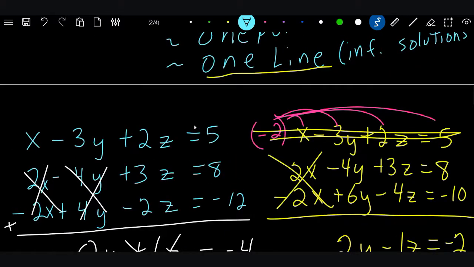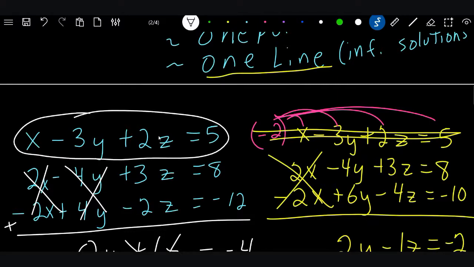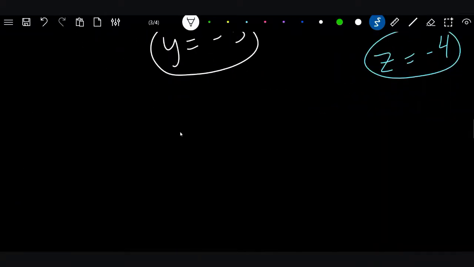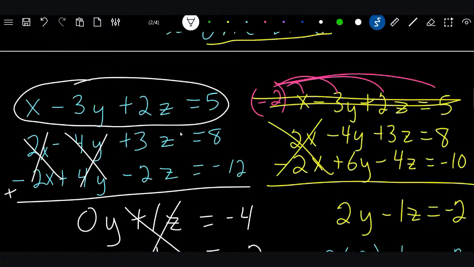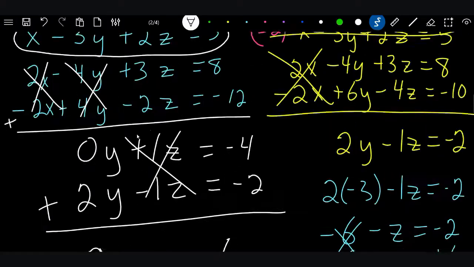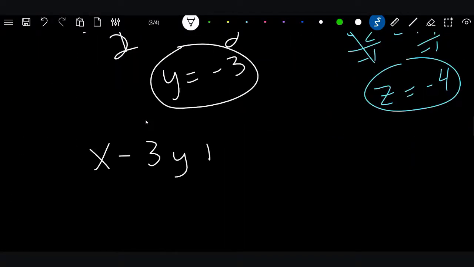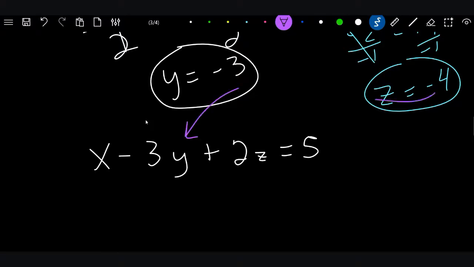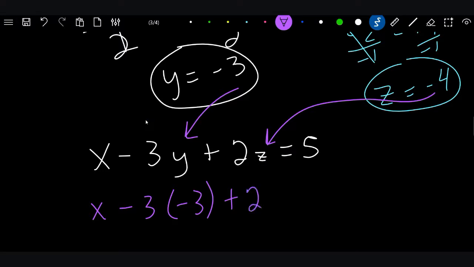So come back up here. Here's where you grab an original equation. You need the original equation because we're looking for the x. So let's plug into that original equation. That was x minus 3y plus 2z equals 5. All right, so now we're going to plug in our negative 3 there and our negative 4 there. So we're going to have x minus 3 times negative 3 plus 2 times negative 4 equals 5.